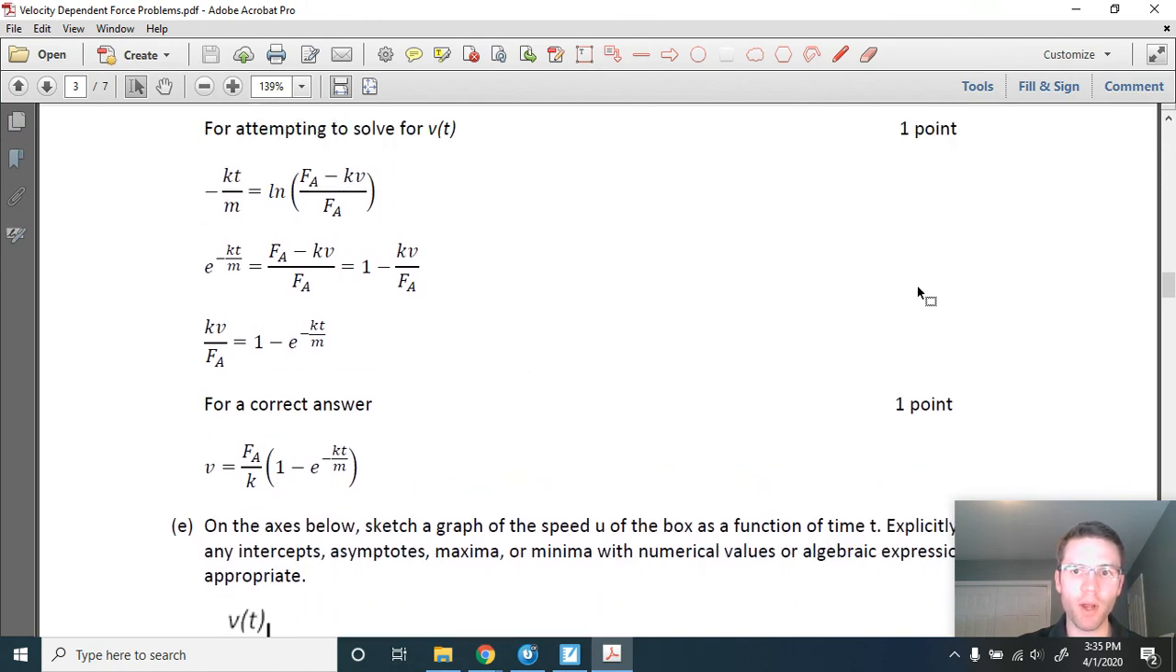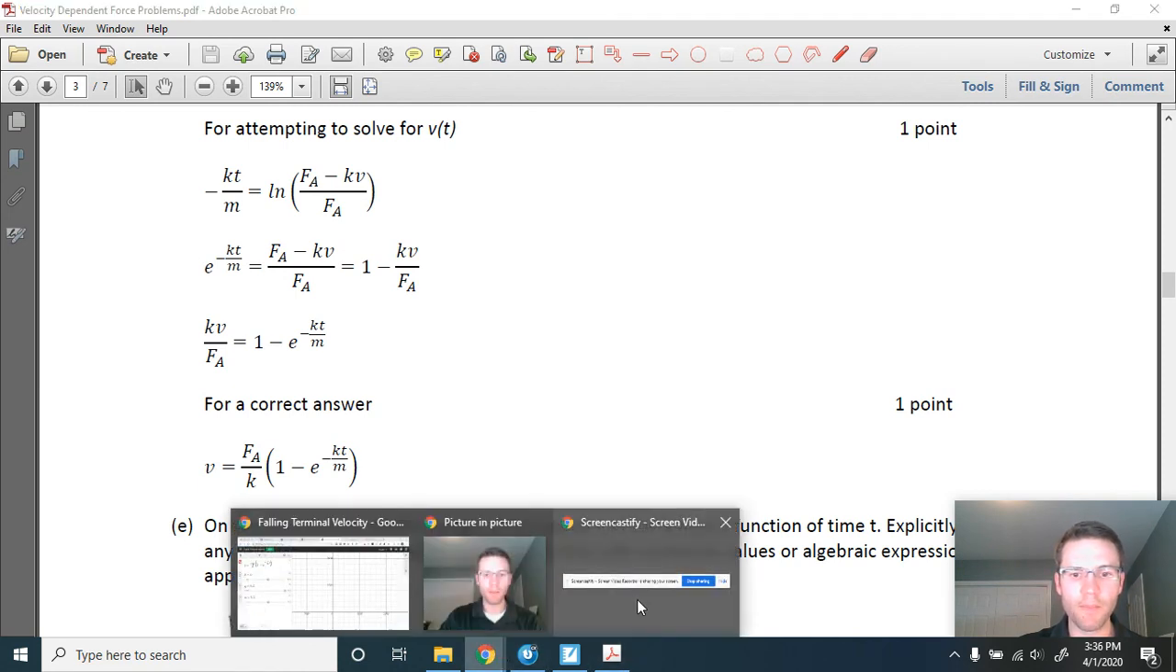So this is a 5-point problem. 4 of the points are just for showing their steps, no correct work needed. The last point you get if you did it all correct. So it's not terrible to be able to get all your points on a problem like this. Okay. And that's it.